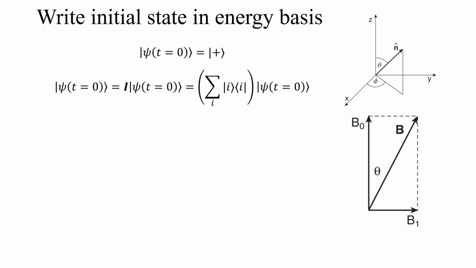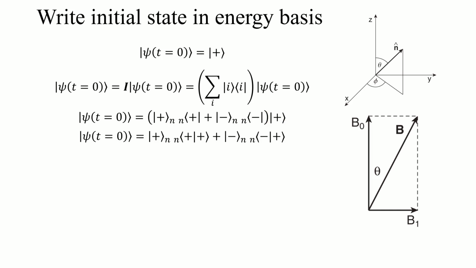If we want to expand that state in terms of our energy eigenbasis, all we're really doing is multiplying by the identity matrix. And if you recall, that identity matrix can be rewritten, thanks to completeness, as just the sum of all the outer products in that basis. So in this case, it's going to be the spin up in the n direction ket and bra outer product, plus the spin down in the n direction ket and bra, acting on that initial state, which was our spin up in the z direction state.